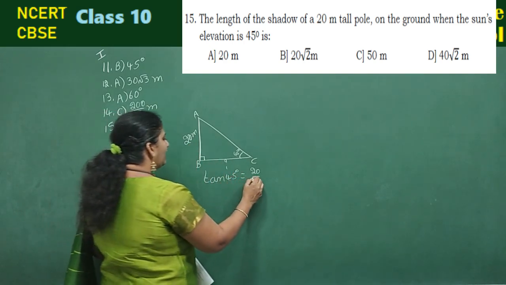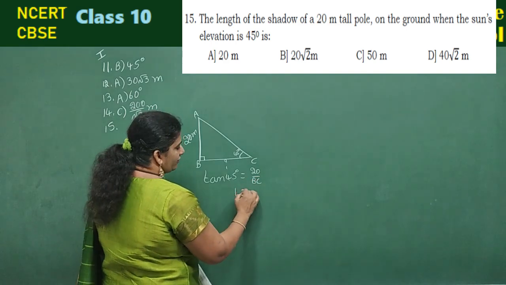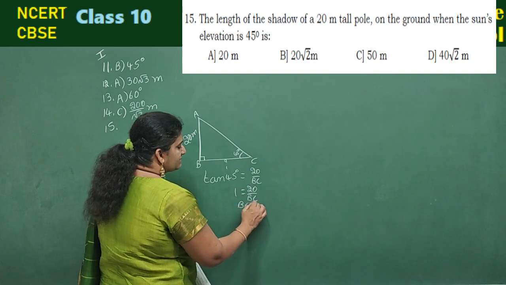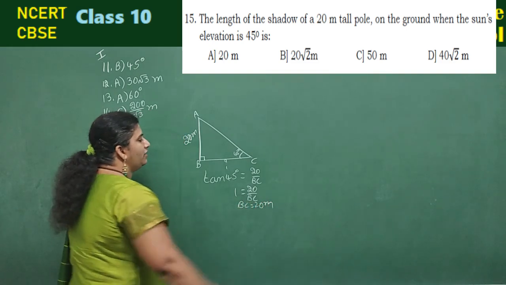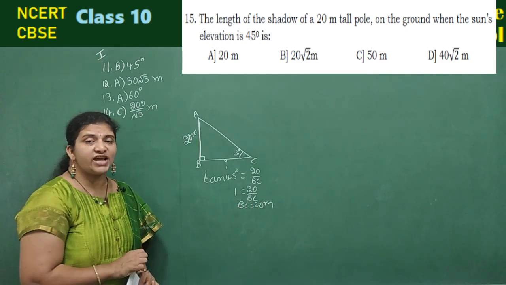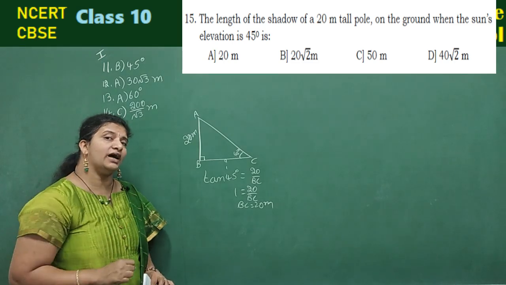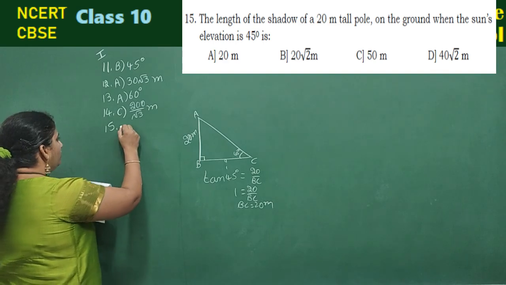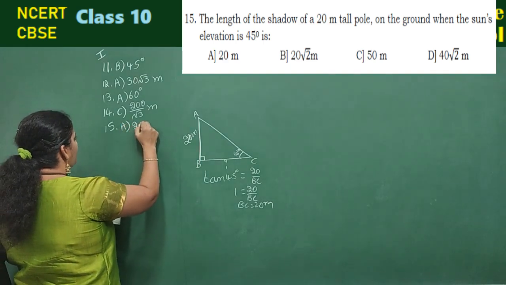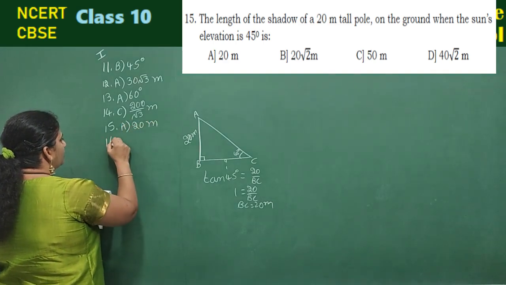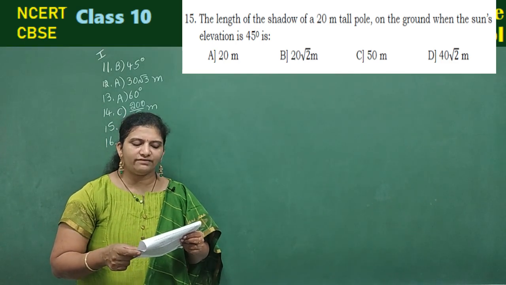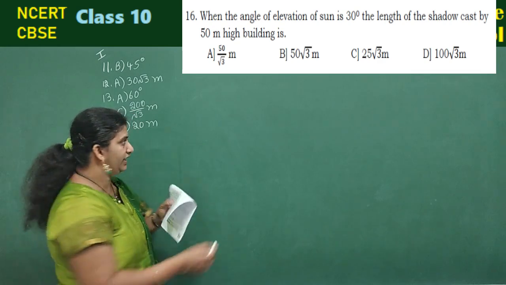Or you can write like this, 20 by BC, tan 45 value is 1. 1 is equal to 20 by BC. BC is equal to 20 meters. What is the shadow formed by a 20 meter height pole? 20 meter itself. Check the right option here. Option A, 20 meter. 16th problem. When the angle of elevation of the sun is 30 degree.